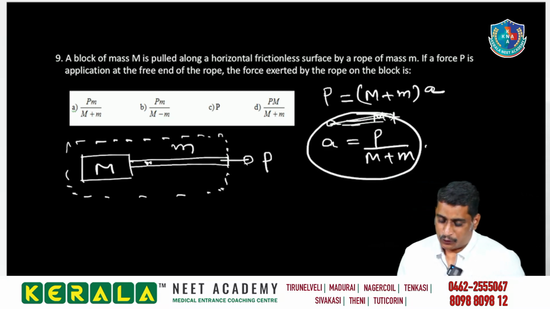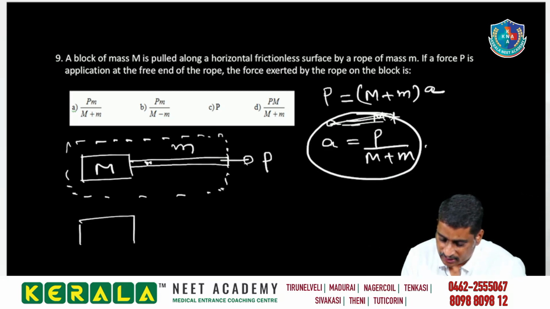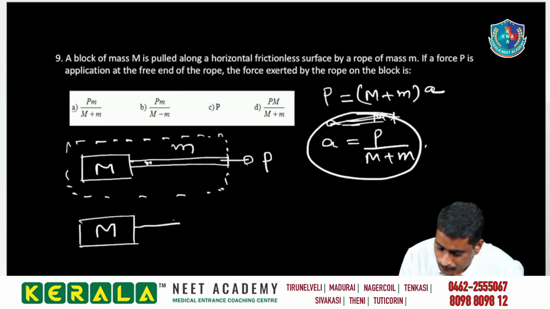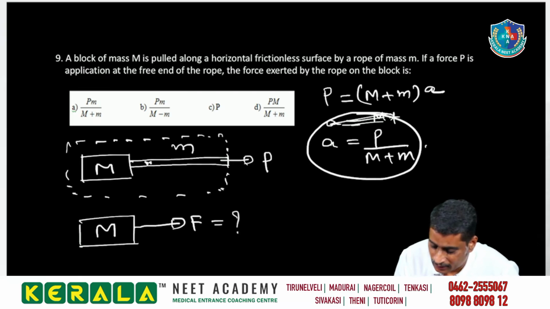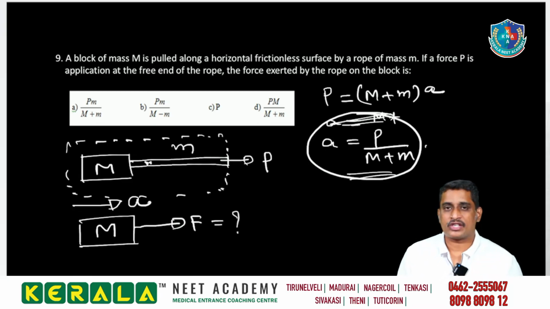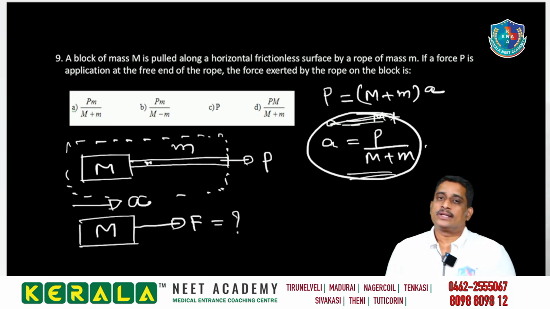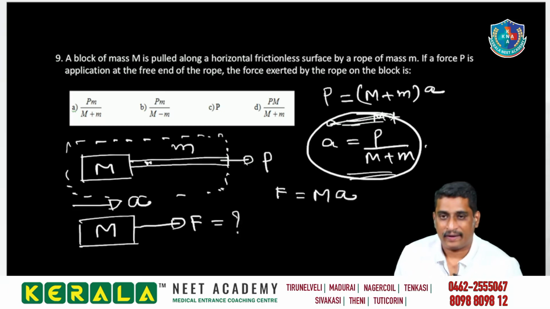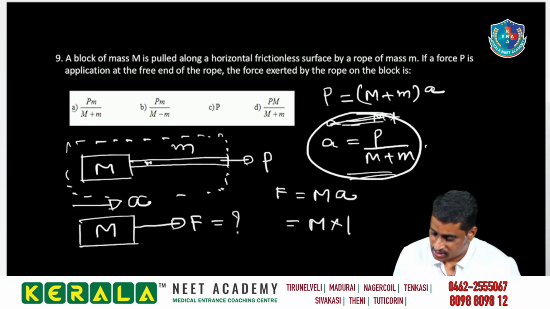In this case, we have to find the force exerted by that rope over the block. This force F we have to find. So this force F will pull that block with the same acceleration P/(M + m). If you take the force equation for this particular block, it is given by F = M into a. This is the force equation for that block. M times the acceleration, which is P/(M + m).